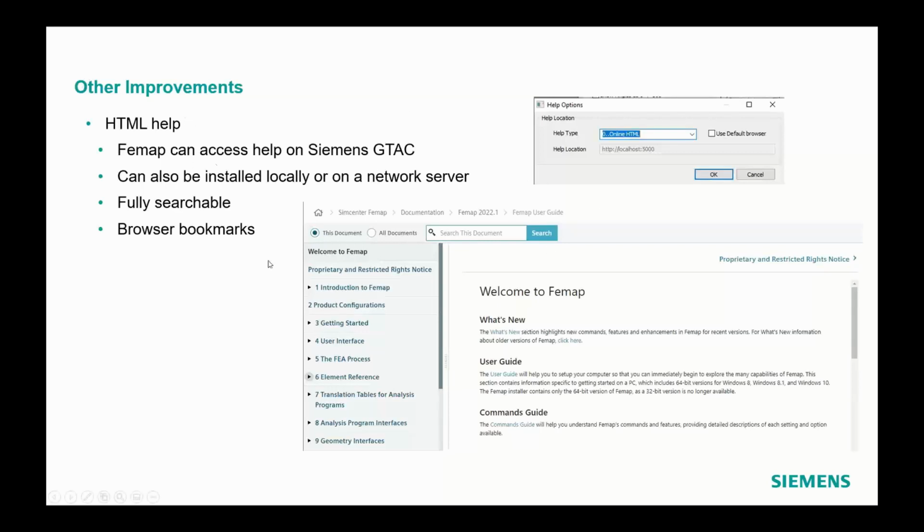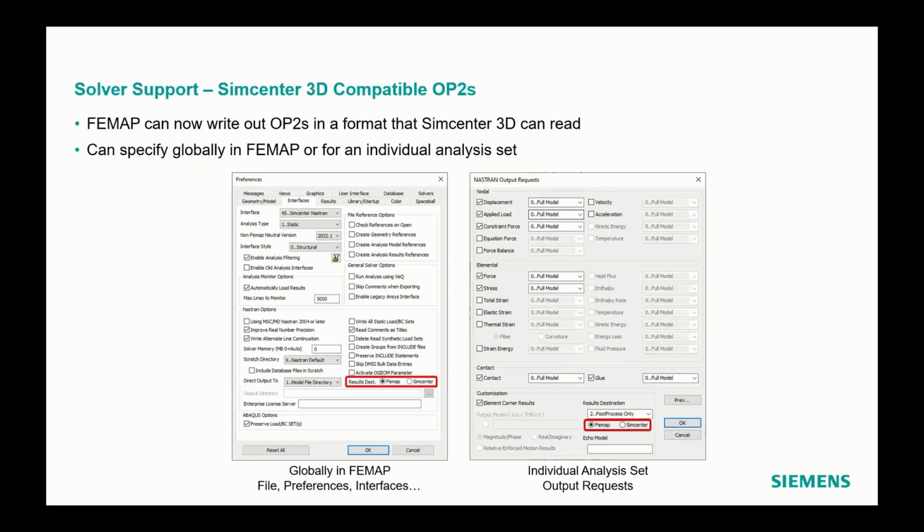This is kind of a big change. The Femap Help has been moved to an HTML version. So basically, if you hit F1, it now opens up your web browser and sends you to the online help. But you can also change this to a local help server if you need to. I haven't done this yet, but I may, just in case the internet's slow, or it may be faster if it's local. But it's searchable and you can bookmark it with a browser. So yeah, there's pluses and minuses there.